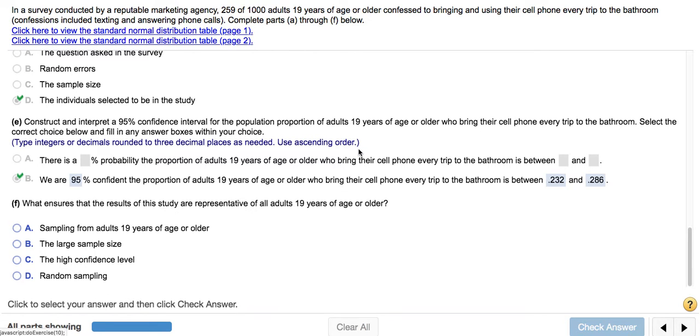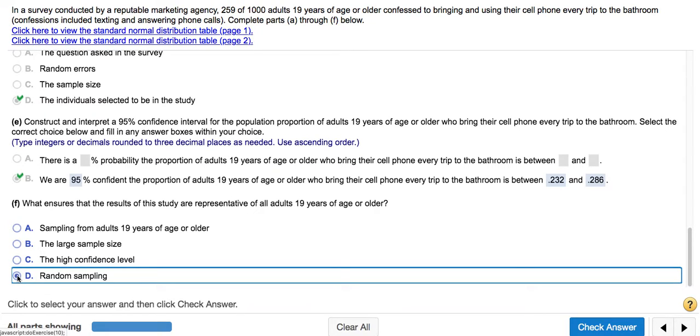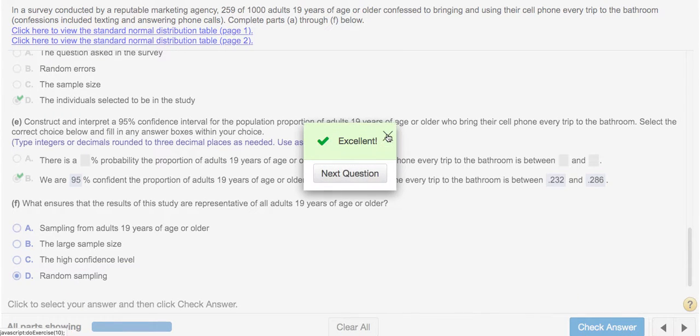Okay, so finally, what ensures that the results of this study are representative of all adults? And of the options that we have down here, I think the best would be the fact that it was a random sample of 1,000 individuals. So the idea being, we got this point estimate, it was about 25.9% or so. That might not be the actual value, but with 95% confidence, we can say the actual proportion will fall within this range, and we can say it applies to the entire population because we have a random sample. And that is it for this problem.